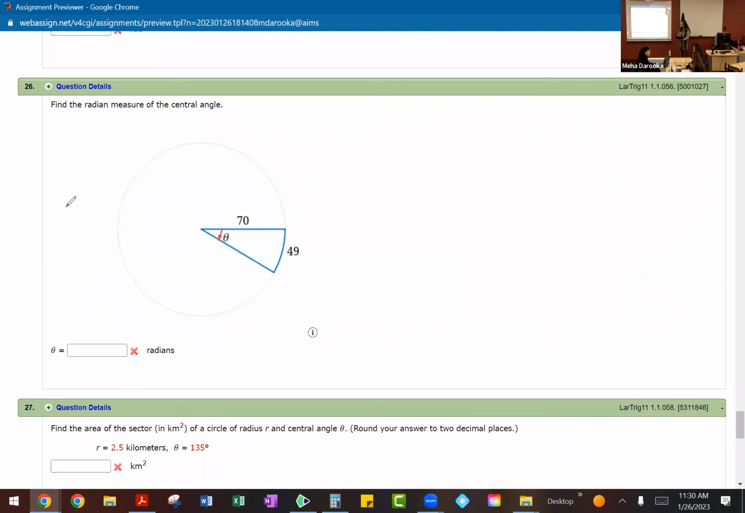Okay, they're asking you to find the radian measure of the central angle. What formula will be used for this? Because obviously they're asking you to find this angle over here. What formula do we use? What is the information given to you? What does the 70 and the 49 represent? Radius and arc length. Very nice. They're giving you the radius, they're giving you the arc length, they're asking you to find theta. So again, what formula are you using here?